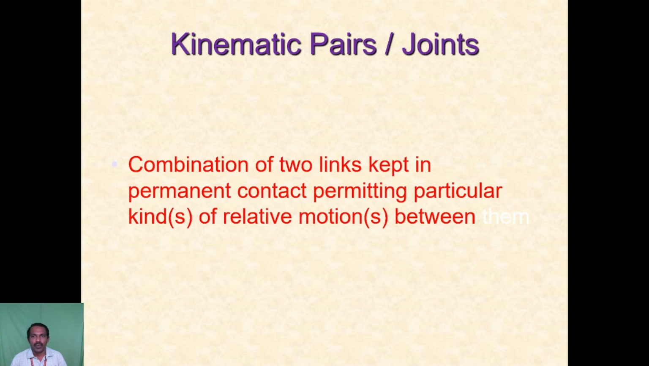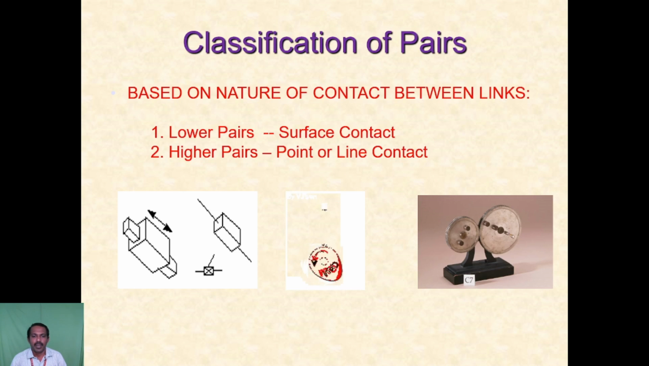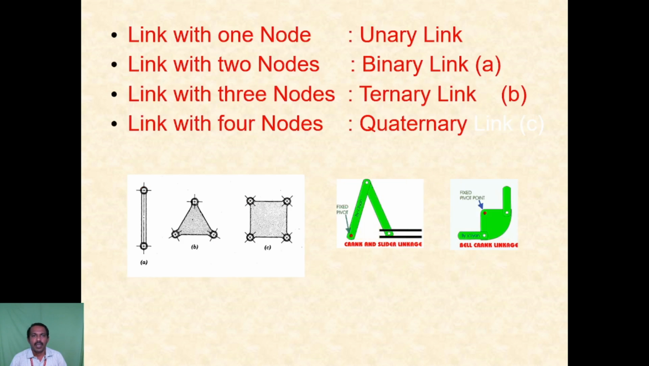And I already told you about joint. A joint is a combination of two links kept in permanent contact, permitting a particular kind of relative motion between them. And this topic we already discussed.